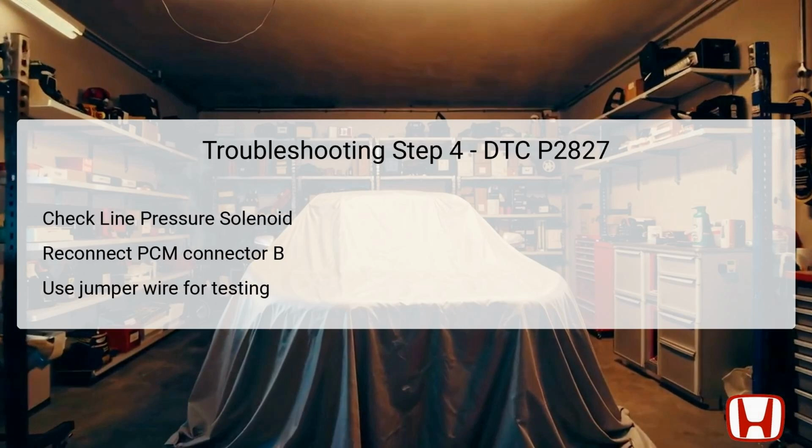For troubleshooting step 4, you will focus on determining whether there is a problem with the line pressure solenoid valve A or related components. Begin by turning the vehicle to the off lock mode for safety. Then, reconnect the PCM connector B before disconnecting the line pressure solenoid valve A 2P connector. Connect terminals A and B of the solenoid with a jumper wire to provide a direct ground.